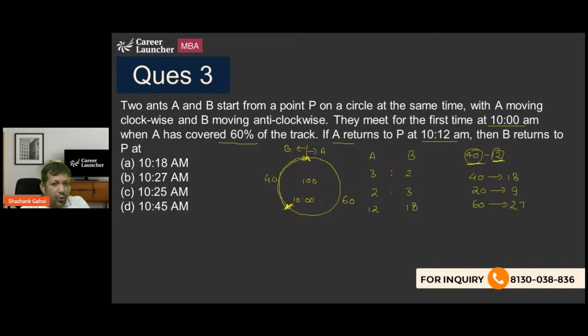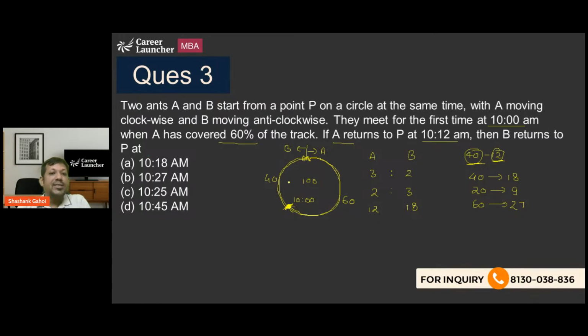So at 10 o'clock, B is here, and it needs to cover a distance of 60. So how much time is B going to take to cover a distance of 60? That's going to be 27 minutes. So at 10 o'clock, B is here, so it is going to take 27 minutes.